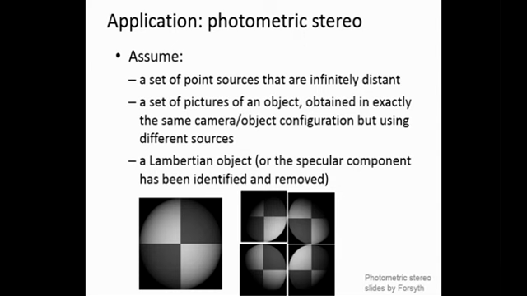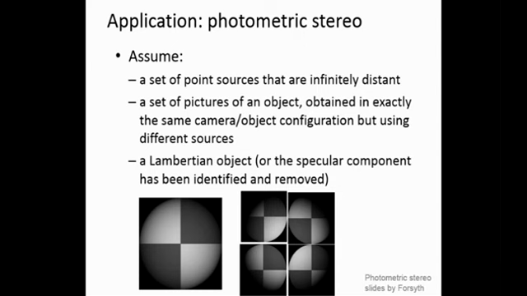It's basically true if you had the sun, but it's not exactly true if you put a big box around the object and put little point sources on it. But let's assume that. We'll assume we've got a set of pictures of an object obtained in exactly the same camera and object configuration. So imagine you just put a big box around an object. You've got a camera inside it looking at the object, and you've got little LEDs on the corners of the box.